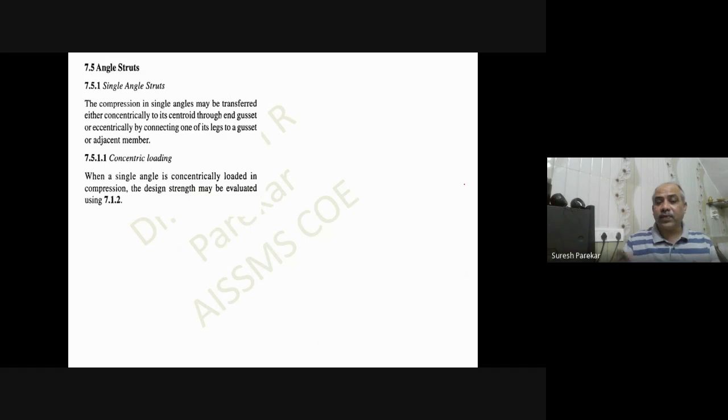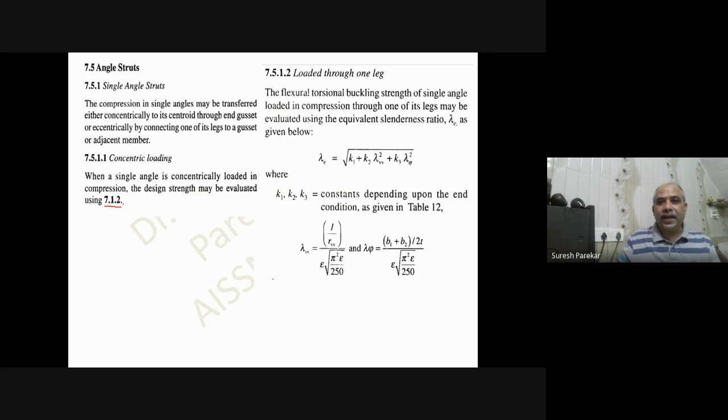Then for a single angle strut, we cannot use the formula which we have for FCD. Here we have to see whether our member is concentric or eccentric. Generally, if we go through the problems, we are going to connect the single angle section by a single leg, and then we get an eccentric connection. So for a concentric connection we can use 7.1.2, but if we have an eccentric connection, then we have to go by using 7.5.1.2. In this case, we have loaded through one angle, and that is not concentric.